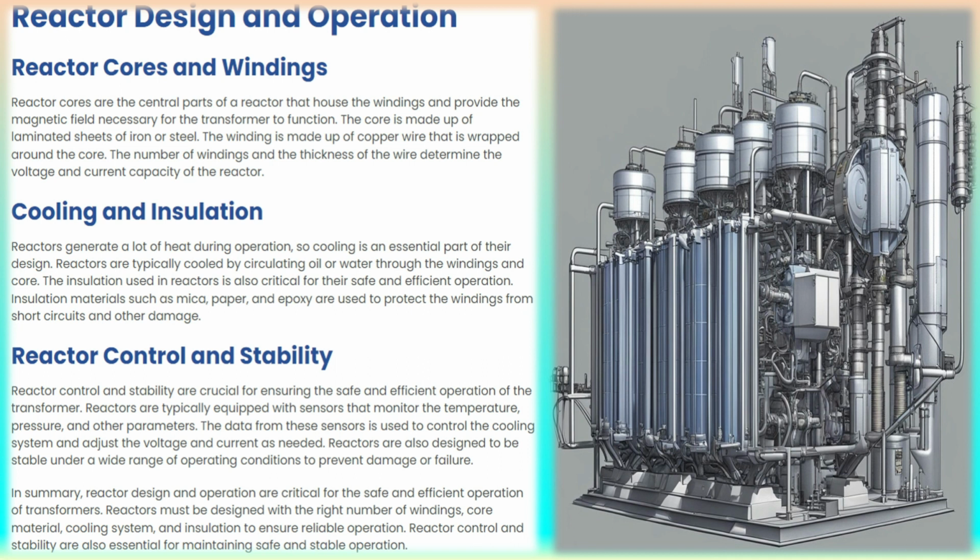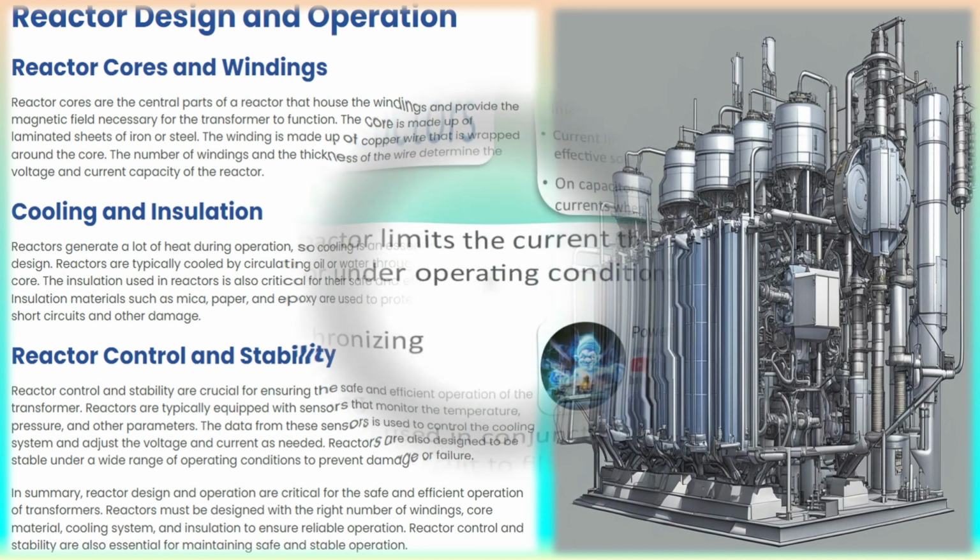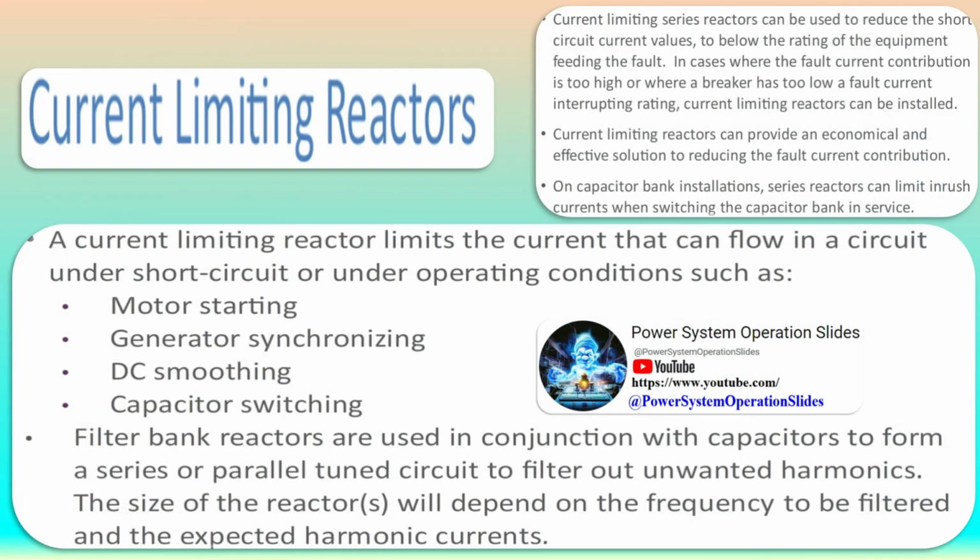A reactor is an element containing a coil that introduces inductance into an electrical circuit. It's essentially an inductor used to limit the current in a circuit. A reactor can be either air core or iron core, and is used in both commercial and industrial applications. Reactors are used in power systems for several reasons, such as limiting short-circuit currents, managing fault currents, and controlling overvoltages.